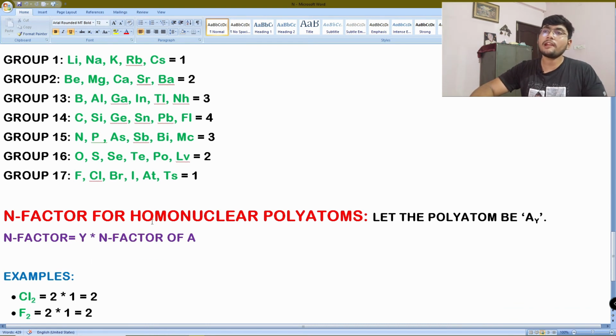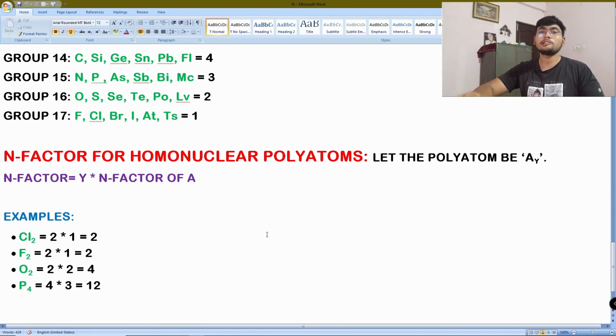Now let us see the n factor for homonuclear polyatoms. Basically what are homonuclear polyatoms? Basically polyatoms having the same elements, like oxygen, O2, right? One is the oxygen atom, the oxygen molecule is O2. The same case goes with hydrogen, H2, chlorine, Cl2. So basically these are polyatoms having the same nuclei or same atoms. So the nucleus is basically the same, that's why it is known as homonuclear, because the 2 atoms involved in a molecule have the same nucleus, right? Both are chlorine atoms in a chlorine molecule, so the nucleus is also the same, so that's why it is known as homonuclear polyatoms, all right?